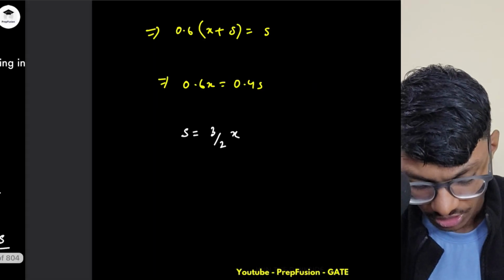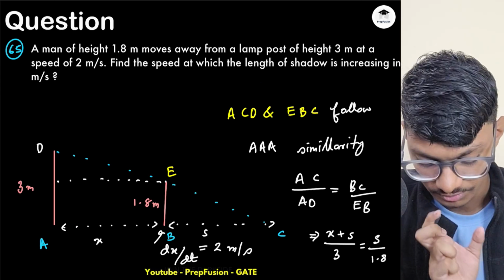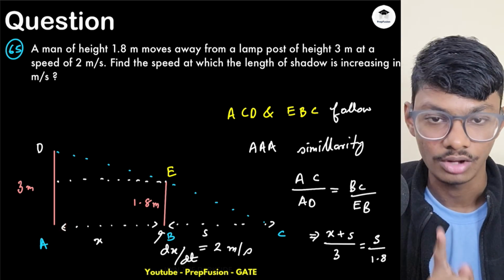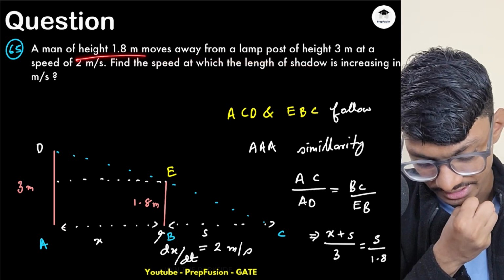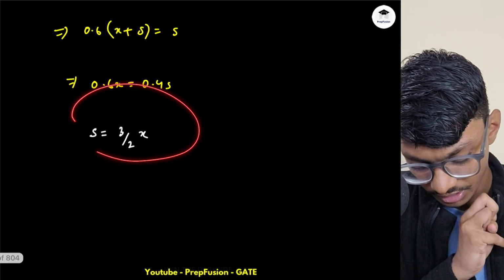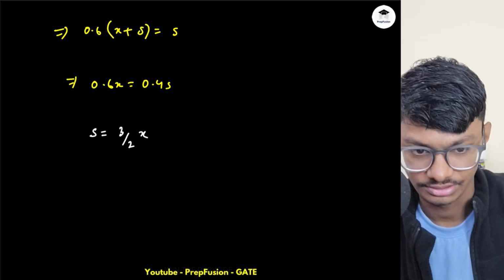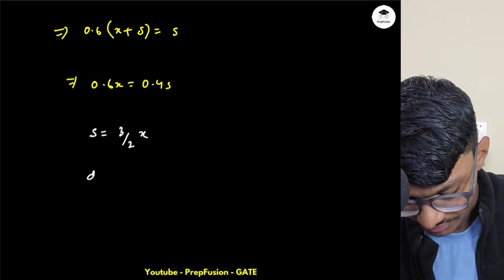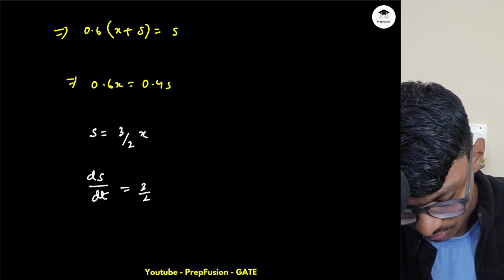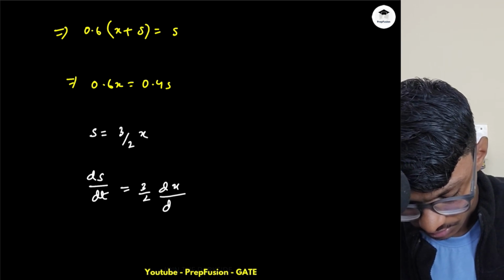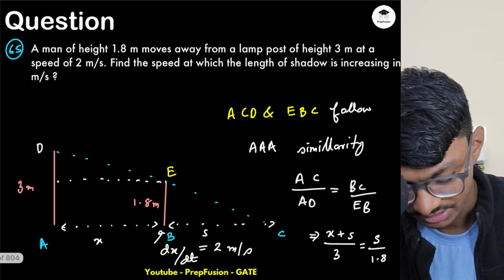Now we have found the relation. In this case, you have to find the relation between x and s. Then only you will be able to find the rate of change. They gave me information about x and the distance, and from there I found these things. Now s and x are parameters, so I can differentiate on both sides. ds upon dt equals 3 by 2 into dx upon dt. dx upon dt they have already given me.